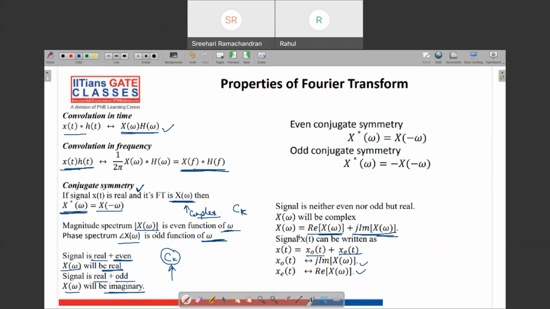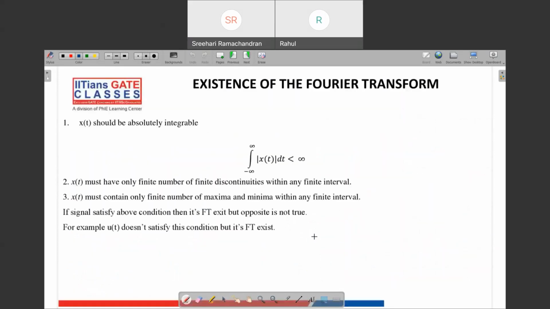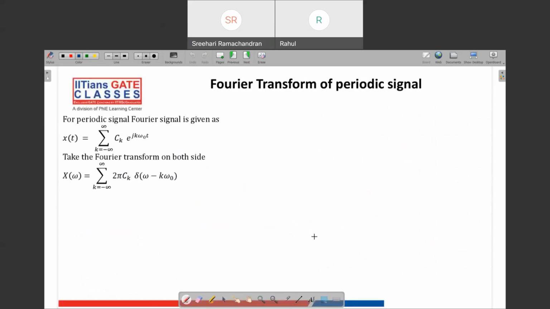Anyone has any doubt till this point? We go to the next slide then. Wait, I think we can.